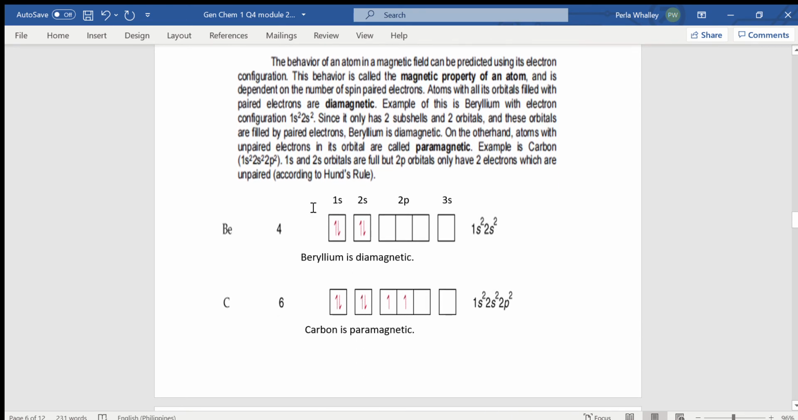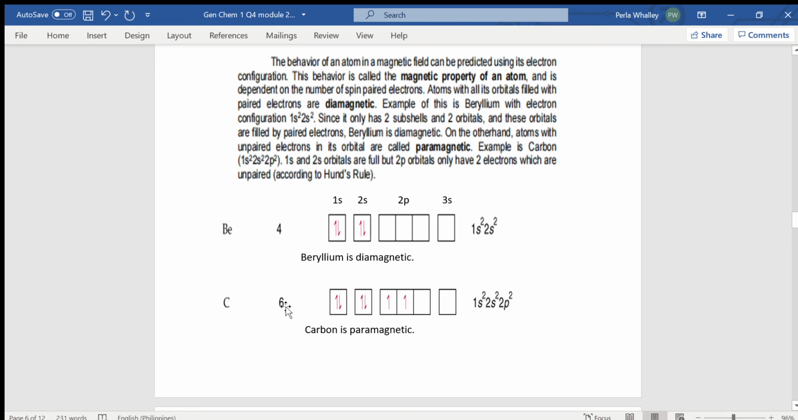So beryllium is diamagnetic. Why is it diamagnetic? This is the electron configuration of beryllium: 1s2, 2s2, because the atomic number is 4, so the number of electrons is also 4. That means there are only s orbitals. So 1s here is paired, 2s is paired.